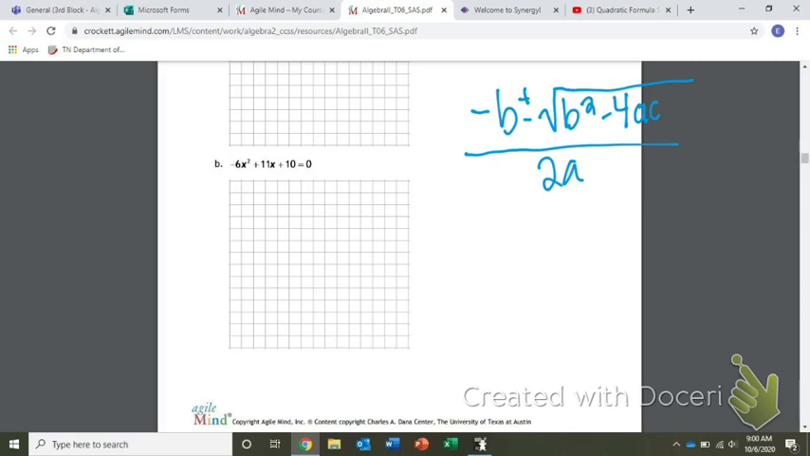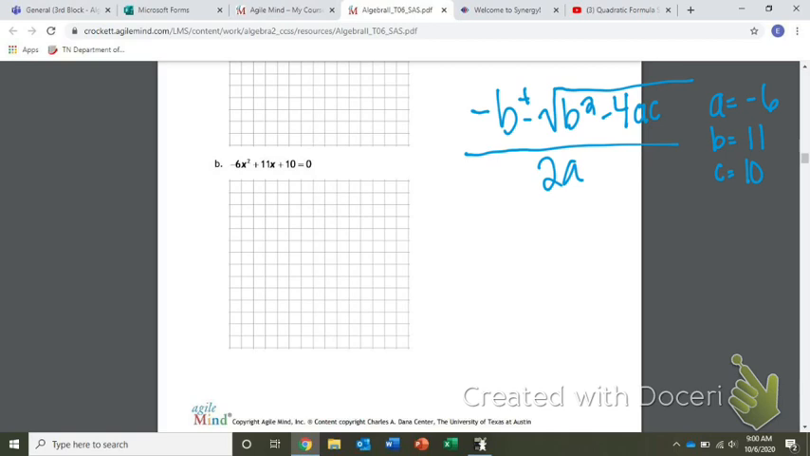So here's our equation. Remember, a equals the x squared term. Well, there's a negative 6 in front of x squared. b equals the x term. There's a positive 11 in front of the x. And the c is the constant. So first, all I'm doing is plugging in these values for the letters. Remember, when you plug in values, you must use parentheses. Okay?